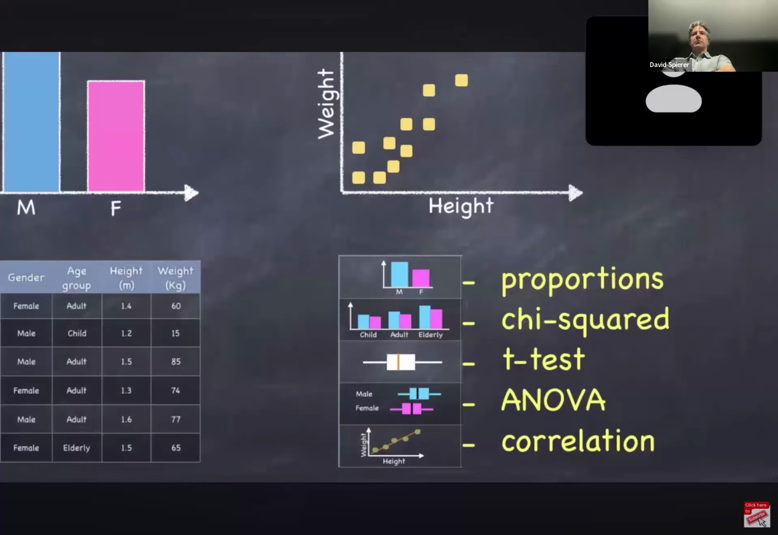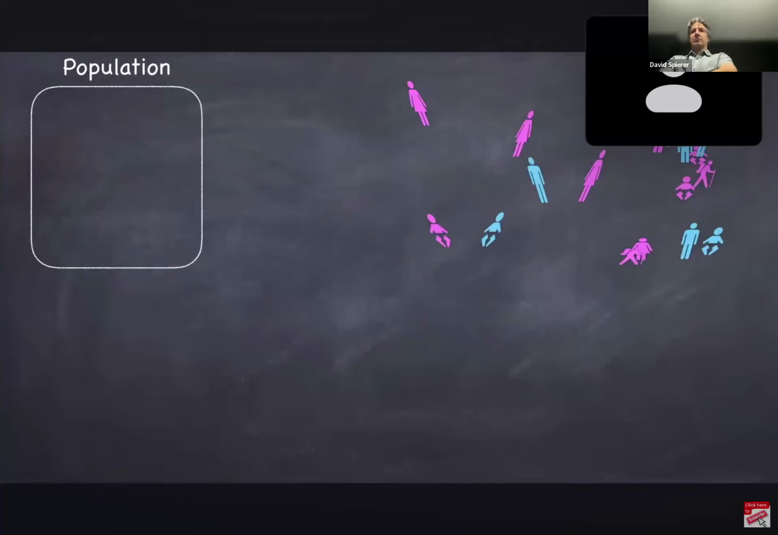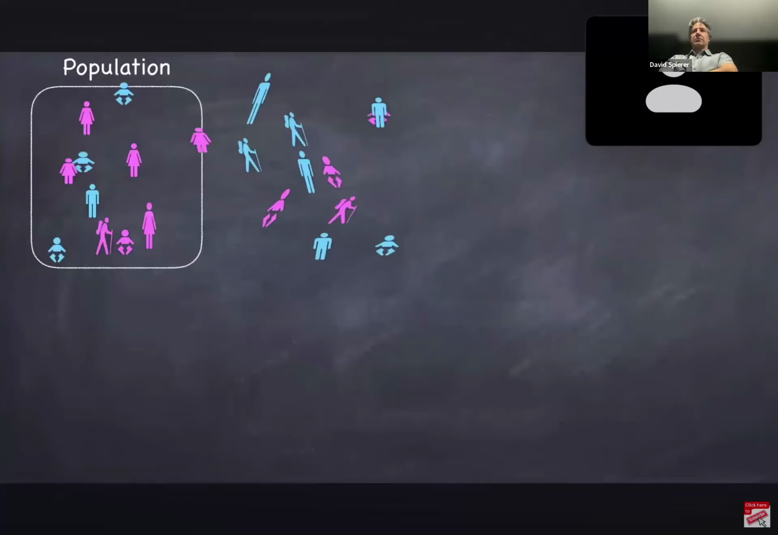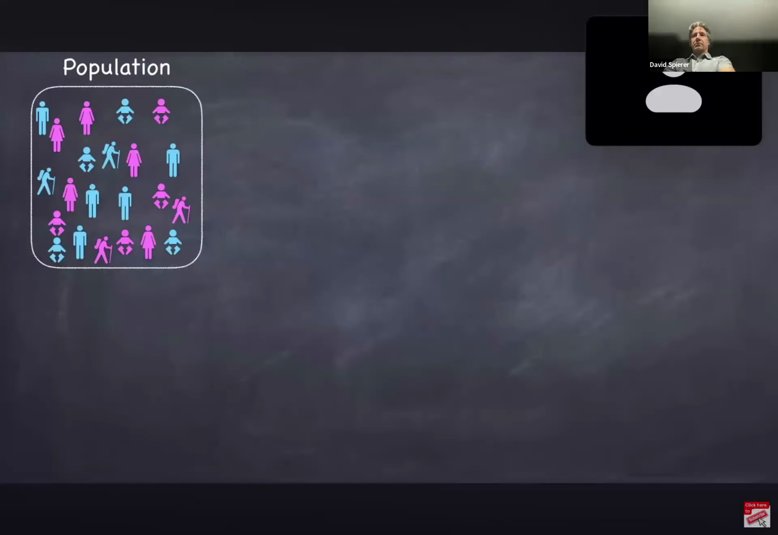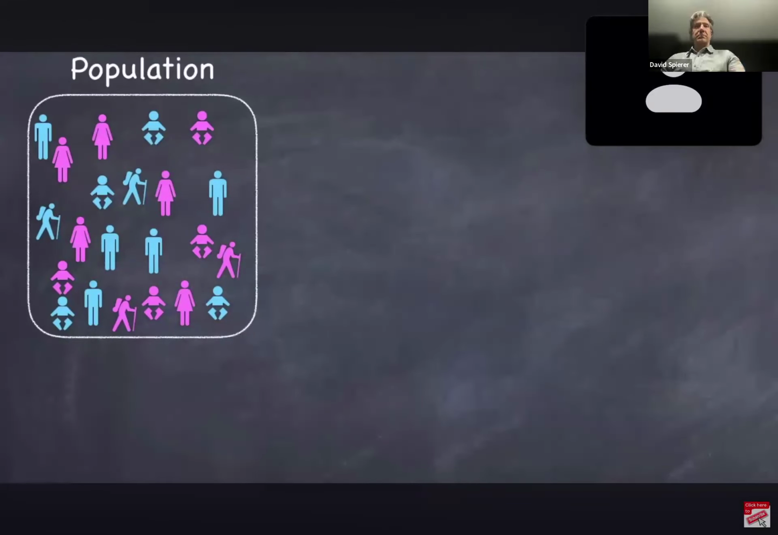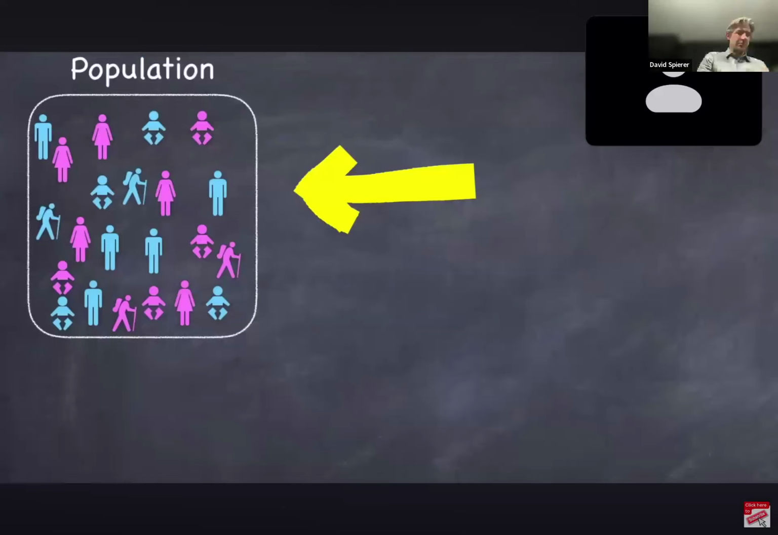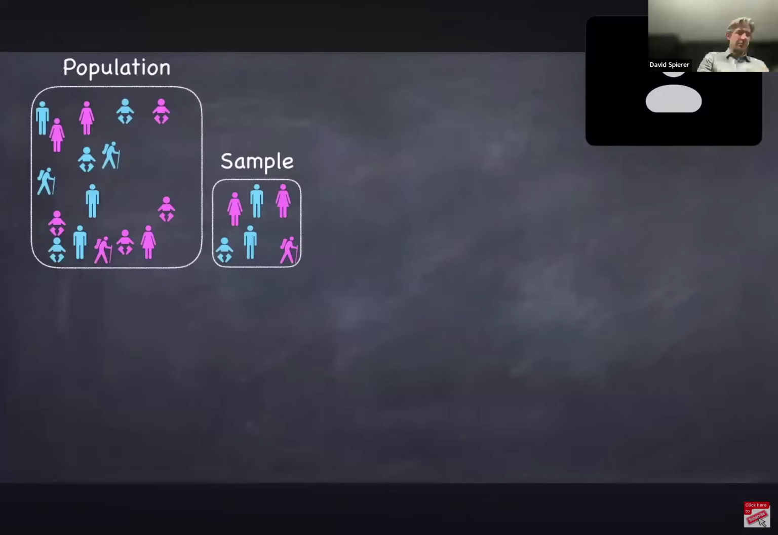Now let's imagine that we have a research question, and it's about the height and the weight of people living in Ireland. Of course, we can't measure the height and the weight of the entire population. So instead, we take a random sample of the population and we measure the weight and the height of that sample. And we collect some additional information, like gender and age group, in a spreadsheet. These are called variables, and they are the object of our inquiry.